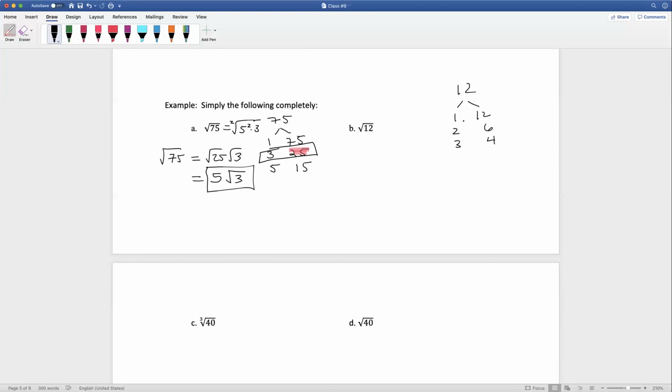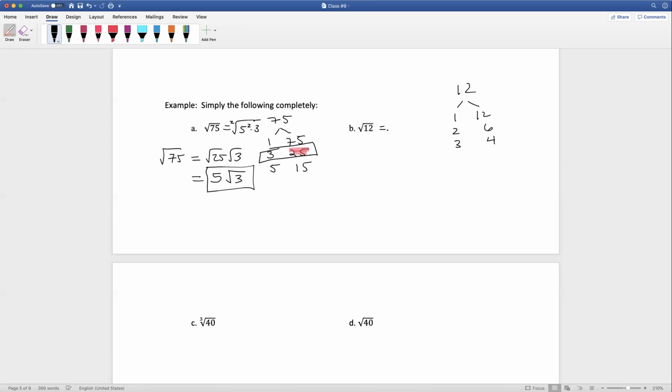1, again, will always be a perfect square. It's never going to help us simplify or reduce something. 2 is not a perfect square. There is no number times itself that would give you 2. Same thing with 6. It's not a perfect square. There is no number times itself that would give you 6. 3 is not a perfect square. 4 is, right? We know 4 is a perfect square because we can rewrite 4 as 2 squared.